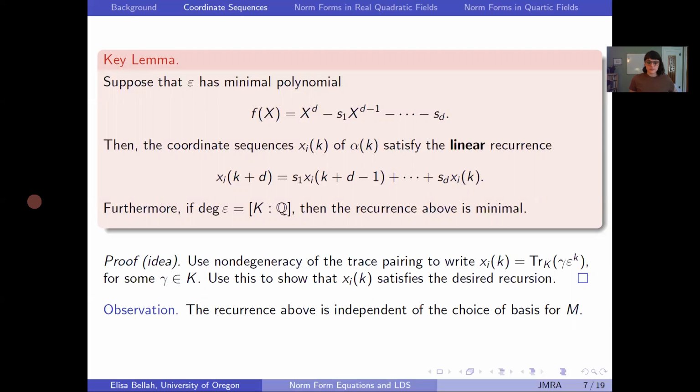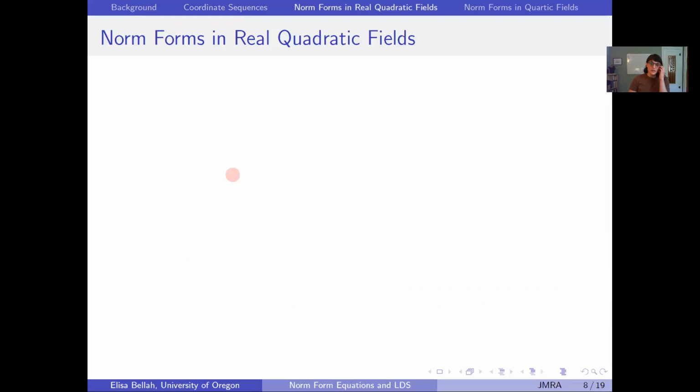I want to make an observation here, that these coordinate sequences all satisfy the same recurrence. And moreover, that recurrence is independent of the choice of basis for my module. If I change my basis, I should get different sequences. So what actually changes is that changing the basis just changes the initial conditions for my sequences. So this is a fact I'll use throughout the rest of the talk. Okay, so great, that's all that I can say in general.